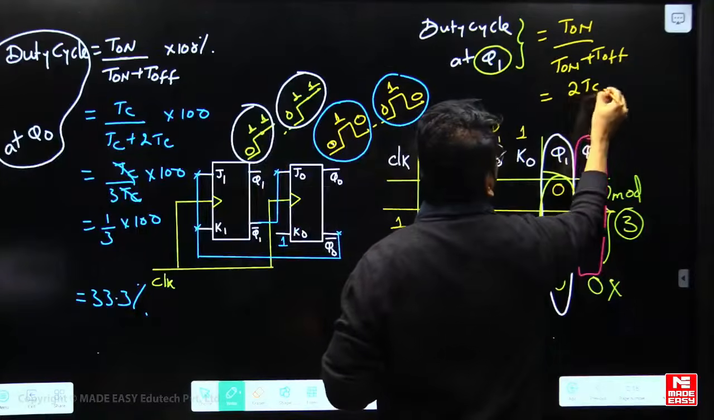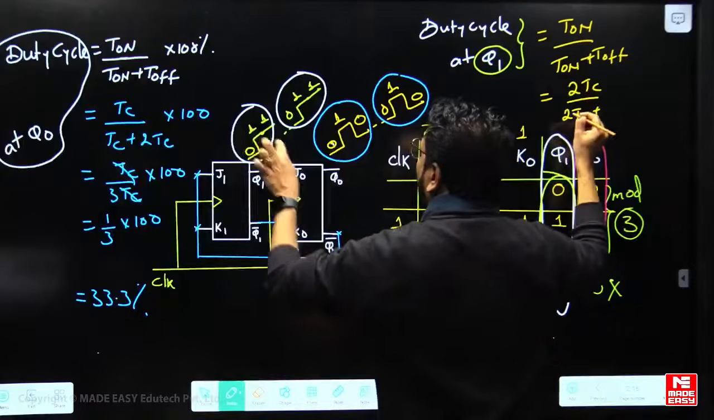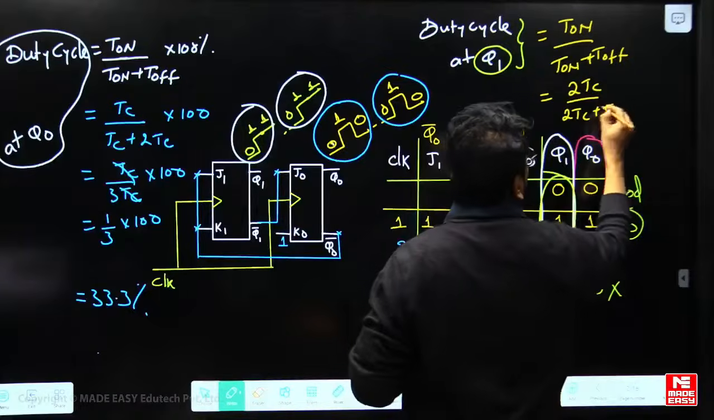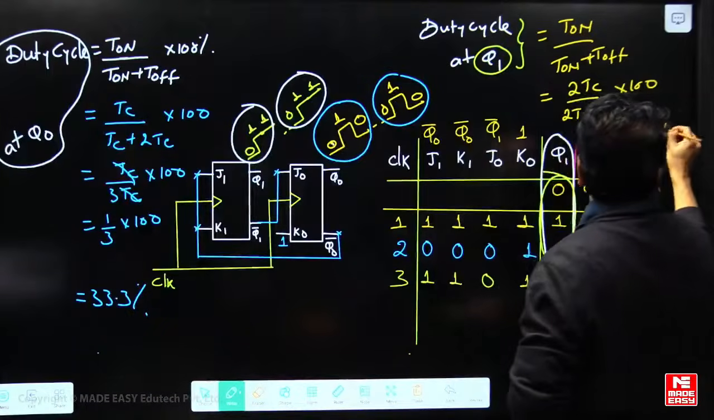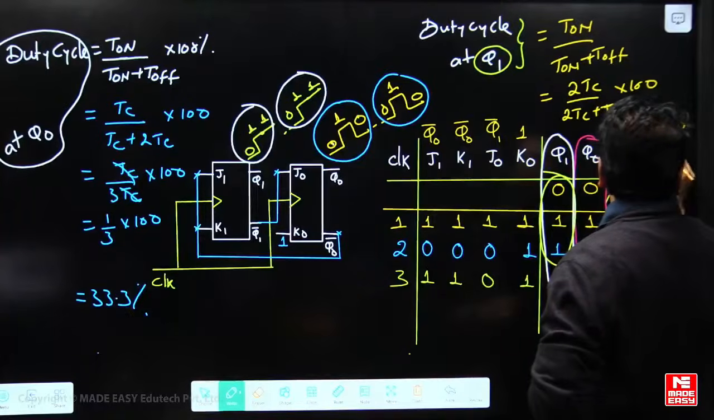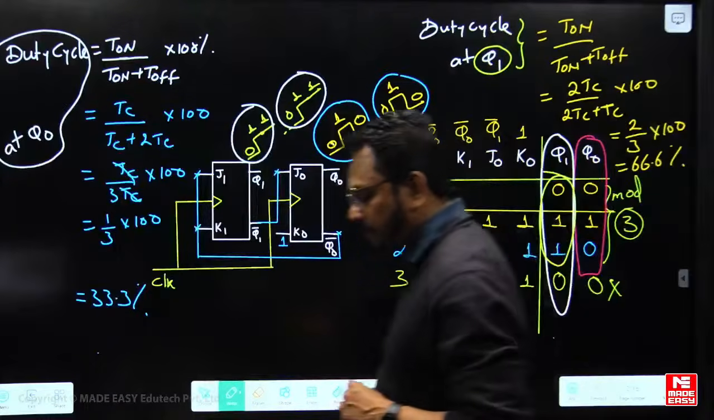So 2 TC by 2 TC, off how many times? 1 time, TC, into 100. It's going to be 2 by 3 into 100. That's going to be 66.6%. Check it.